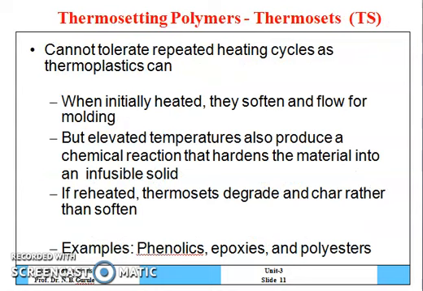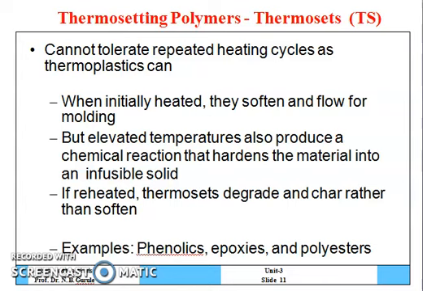Then thermosetting plastics or thermosets, they are shortly named as TS. They cannot tolerate repeated heating, unlike the thermoplastics. So that means when initially heated, they get softened and allowed to flow in a molding, but after reaching an elevated temperature, they undergo a chemical reaction that hardens the material into an infusible solid.